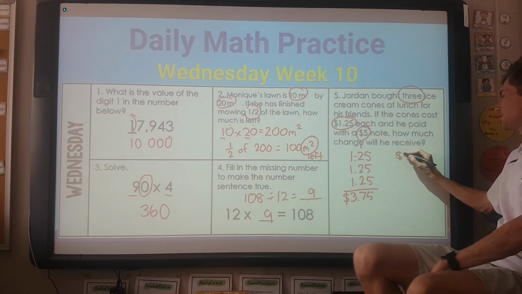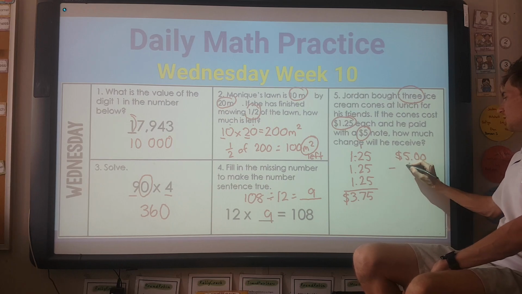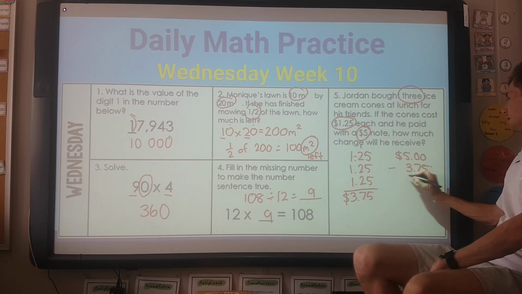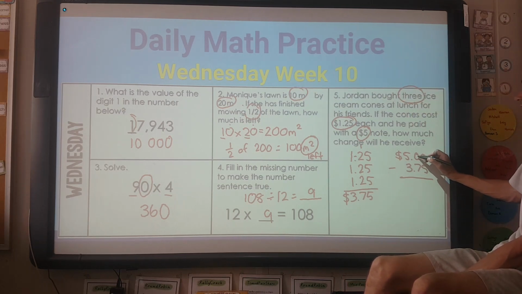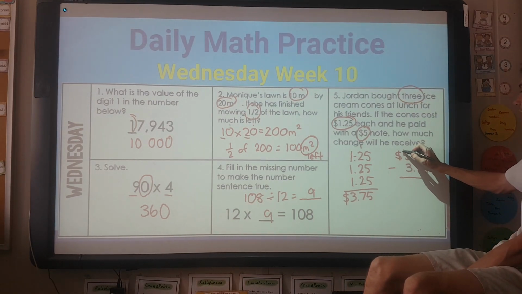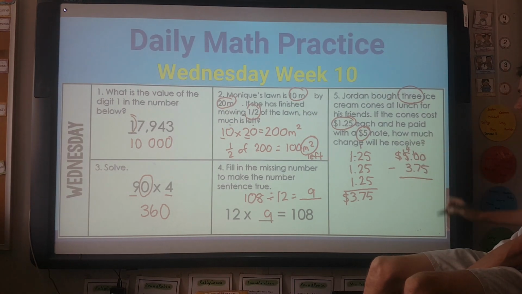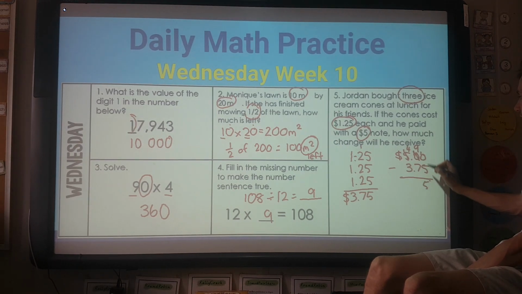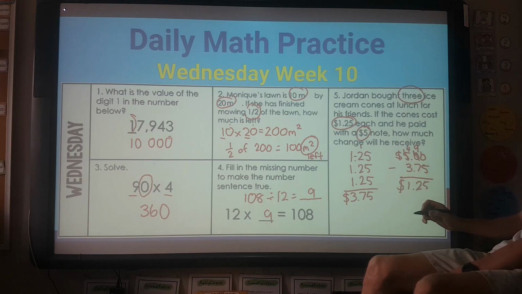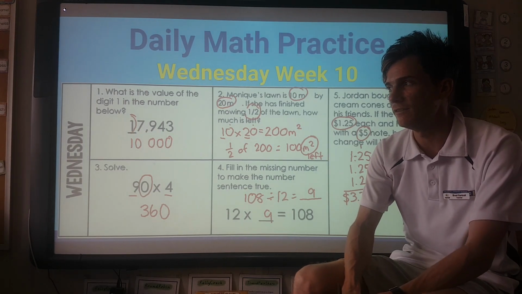Okay, so if he paid with a $5 note and they only cost $3.75, how much money should we get in return? So I can't do 0 take away 5, I can't borrow from the 0. So I've got 10 of those, take 1 of those, and I've got 10 of these. So 10 take 5 is 5, 9 take 7 is 2, 4 take 3 is 1. Jordan's going to get $1.25 in change.